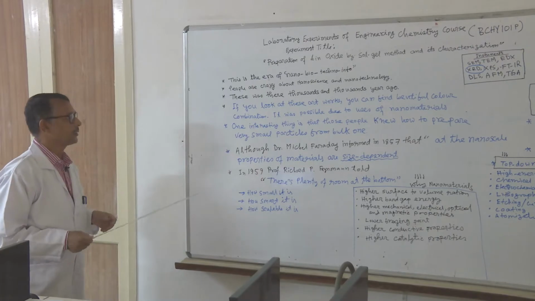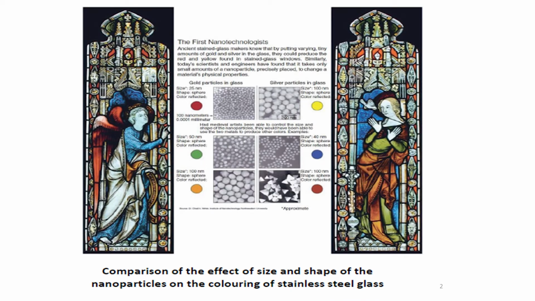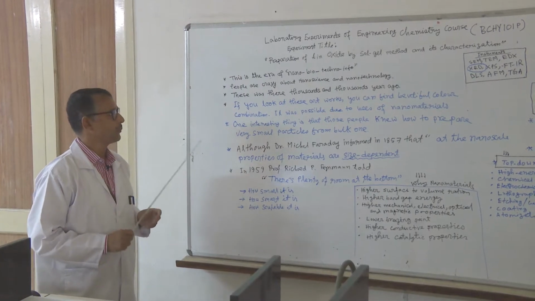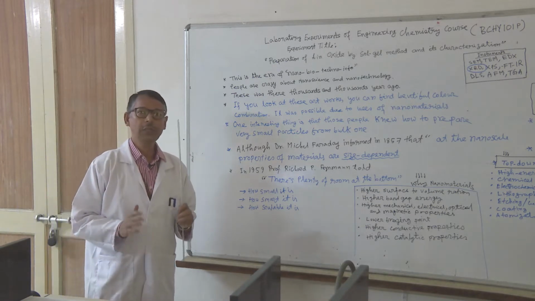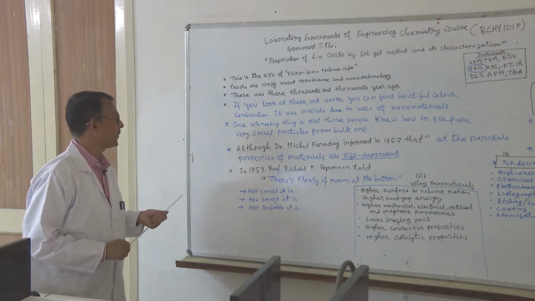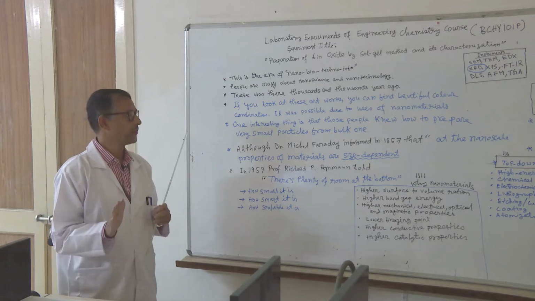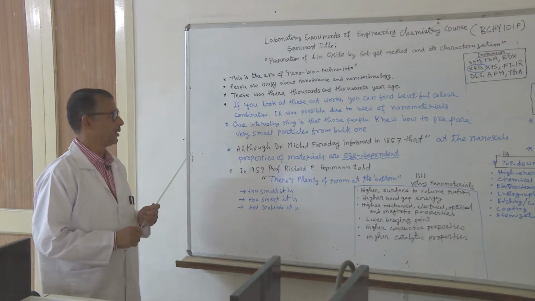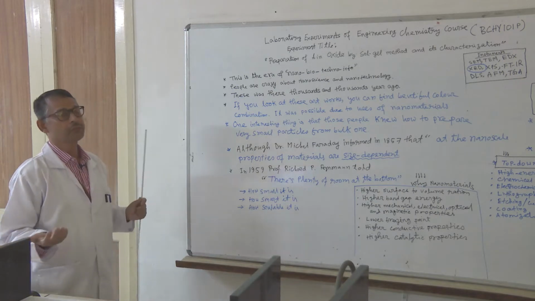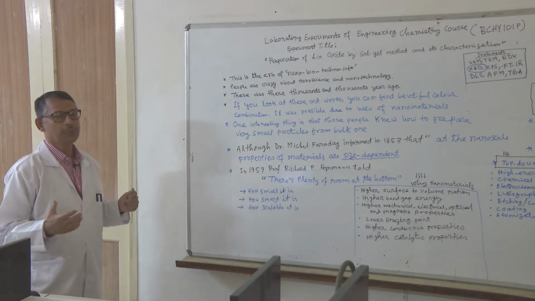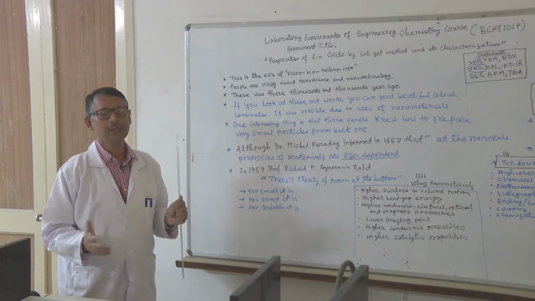If you look at these artworks, you can find beautiful color combinations. It was possible due to the use of nanomaterials. One interesting thing is that those people knew how to prepare very small particles from bulk ones, but due to instrumental problems, due to characterization problems, at that time they did not know this was in the nanoscale.